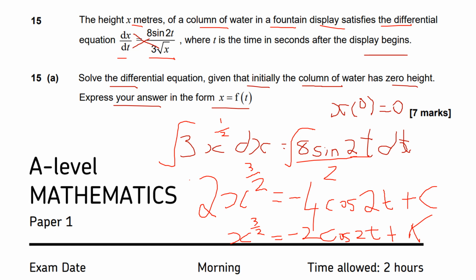Rather than raise both sides to the power of 2/3 here, I'll leave it in this form for now. So when I make the substitution, it makes it a bit easier to rearrange for k. So we're going to have 0 to the power of 3 halves, which should be 0, equals minus 2 times cos 2 times 0. That'll be cos 0. Cos 0 is equal to 1. We're going to have minus 2 times 1, minus 2, and then plus k. So if I rearrange this equation, we get that k is equal to 2. So our constant is equal to 2.